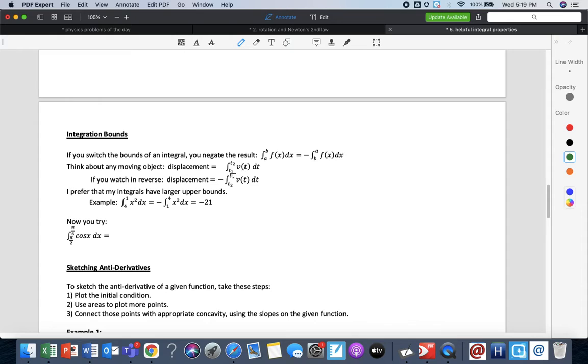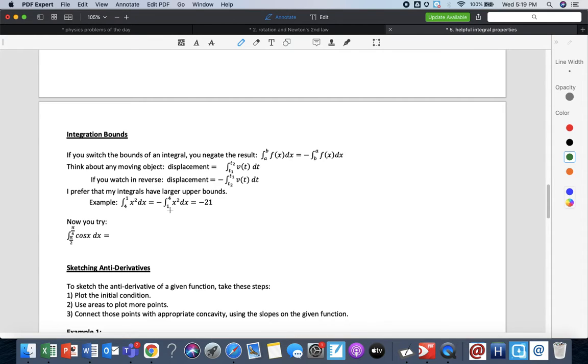If you integrate a velocity function from time 1 to time 2, you get a result. That's how far the car moved. But if you reverse time and you watch it play backward, then you're going from time 2 back to time 1. The car will move in the opposite direction, so its displacement will be negative. So switching the bounds negates your result. And I prefer my integrals to have larger upper bounds. I don't like seeing the integral from 4 to 1.